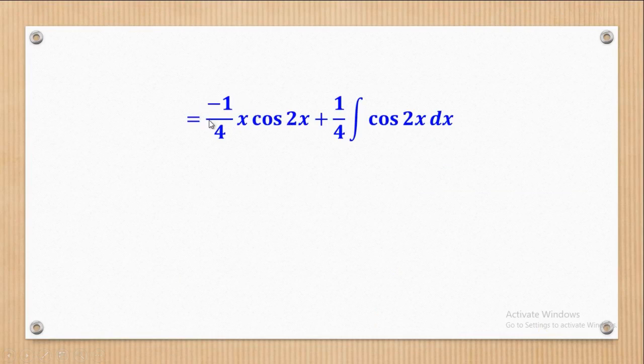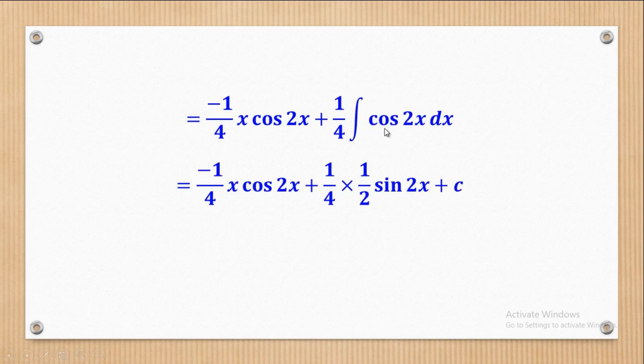So when I simplify, I'll come up with negative 1 over 4 x cos 2x plus 1/4 integral of cos 2x with respect to x. And when I integrate cos 2x, I'll come up with 1/2 sine 2x. But remember, there is 1/4 outside, so I'll say 1/4 times 1/2 sine 2x. And when I simplify further, I'll come up with the value of the integral being equal to 1 over 8 sine 2x minus 1 over 4 x cos 2x plus c.